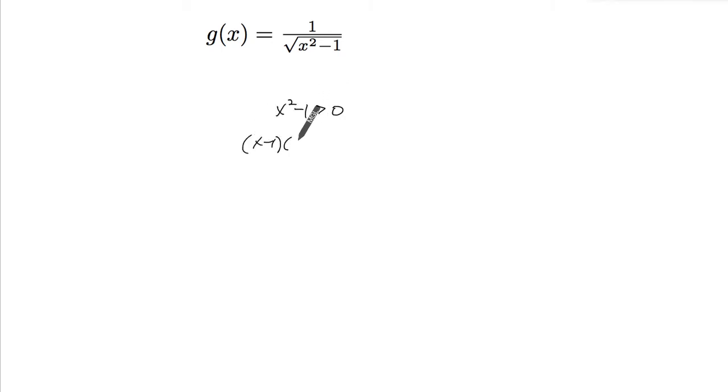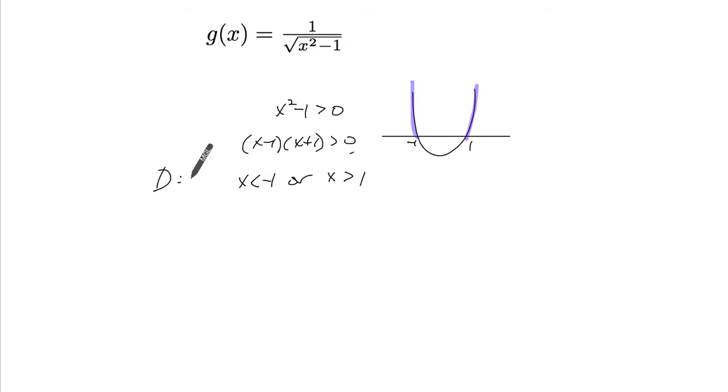This, if you factor, you get (x minus 1)(x plus 1). So if you interpret it as a graph, you get a parabola with roots of negative 1 and 1. When is this greater than 0? Clearly, here and here, which is when x is less than negative 1 or when x is greater than 1. So the domain is x such that x is in the set of real values.